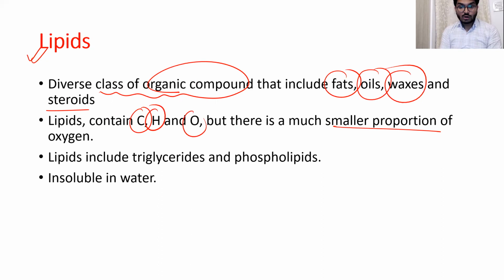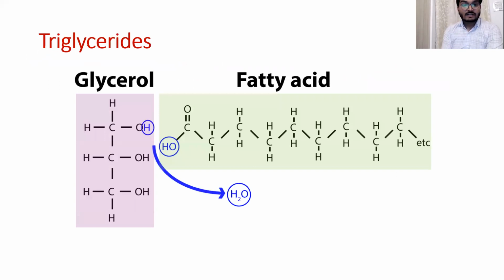If we talk about examples of lipids, we have the triglycerides and the phospholipids. These lipids are insoluble in water, but they are soluble in alcohol, say ethanol. Okay, let's talk about the triglyceride. In the triglycerides, we have two things. The first is glycerol, and the second is fatty acid.